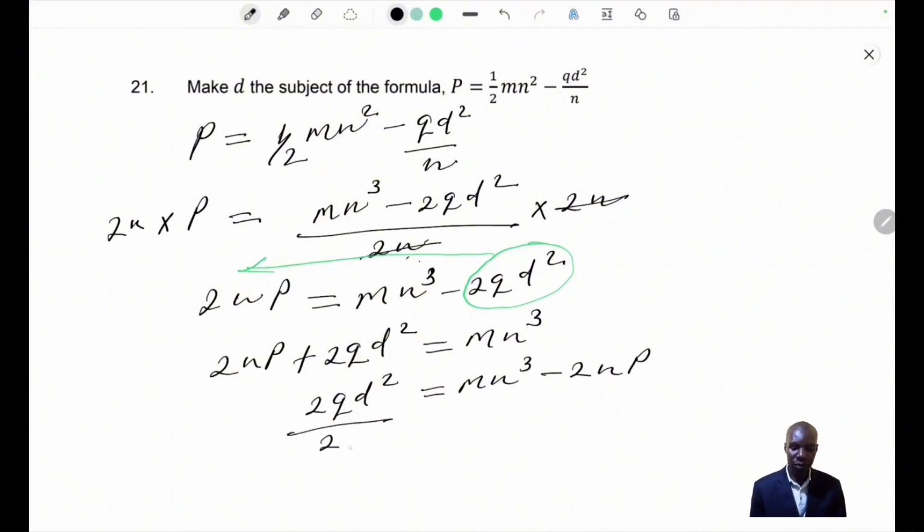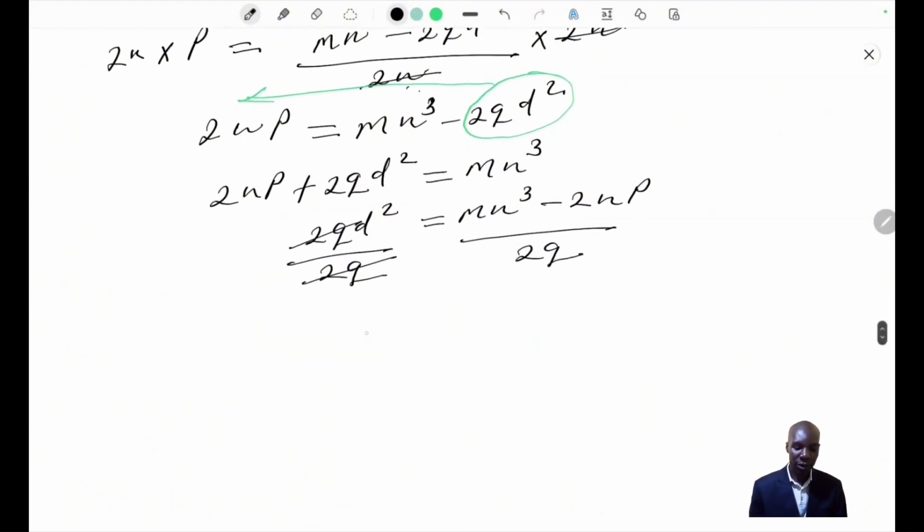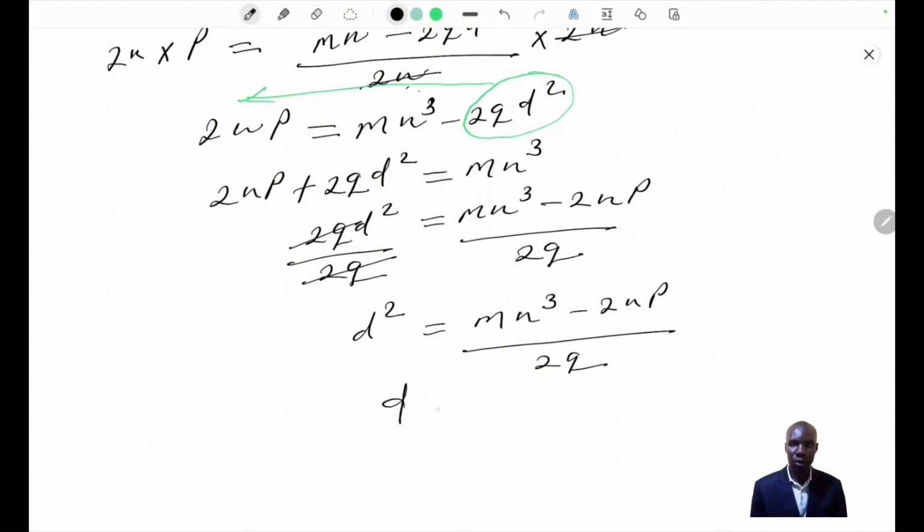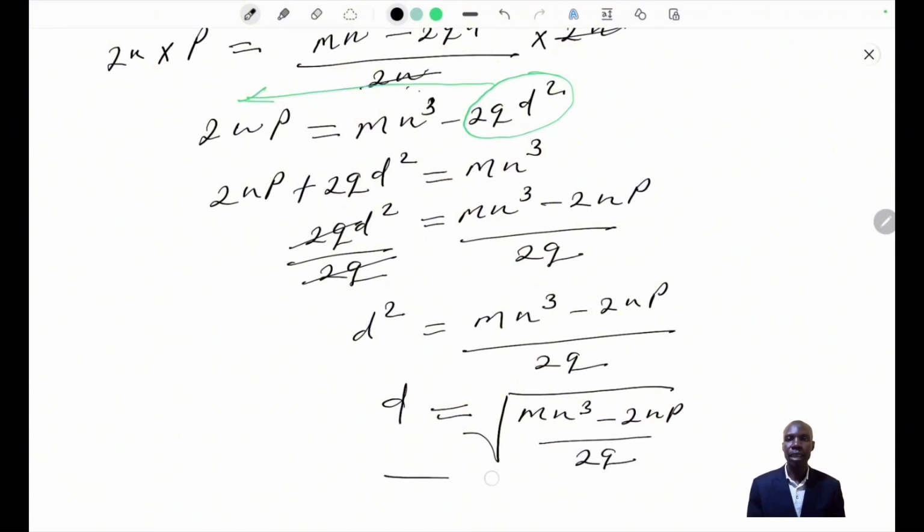Then you divide both sides by 2q, so that one cancels out. We are left with d squared equals mn to the power 3 minus 2np over 2q. So d alone is equal to the square root of mn to the power 3 minus 2np over 2q. And that is the answer for that.